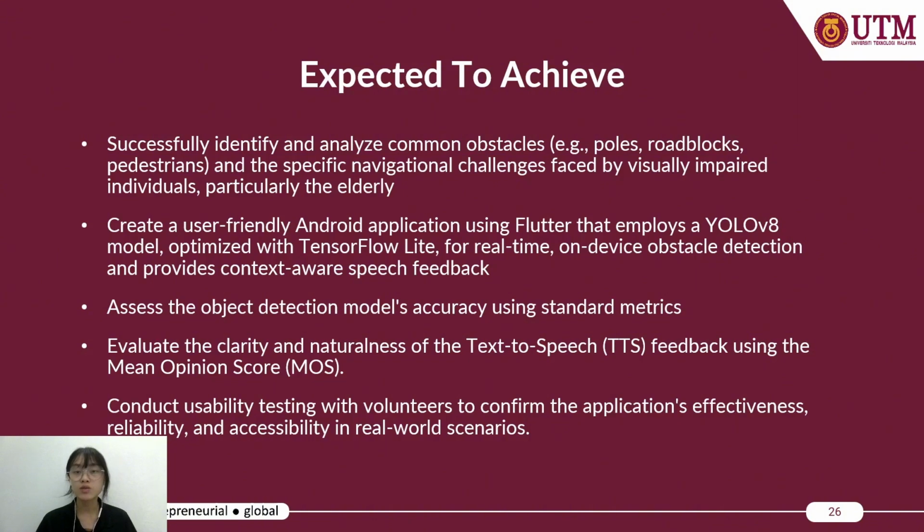Third, the project will undergo a comprehensive performance evaluation. The accuracy of my object detection model will be regularly tested using the standard computer vision metrics, including mean average precision, recall, and the F1 score. And then the speech feedback system will be assessed for its naturalness and clarity using the mean opinion score to ensure it is pleasant and easy to understand.